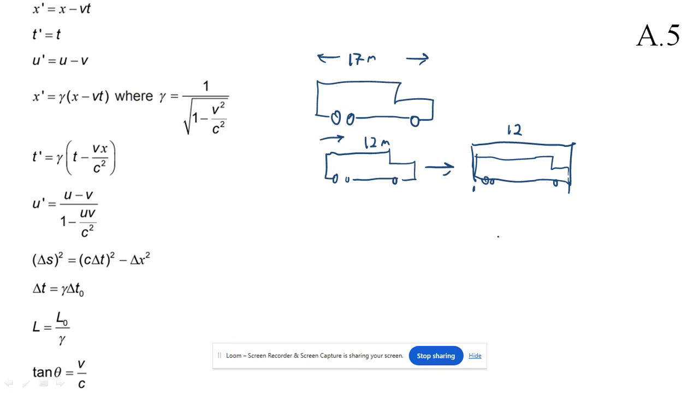Now the driver of the bus doesn't see that at all. They see the tunnel shrunken. The tunnel is actually shorter than 12 meters, and they see their bus as 17 meters long, of course, because that's how long it really is. That's its proper length. And so they see the front exit the tunnel way before the back end enters the tunnel. So events in our frame of reference that look simultaneous because the bus is moving past us are not simultaneous to the passengers of that bus. So that's that guy.